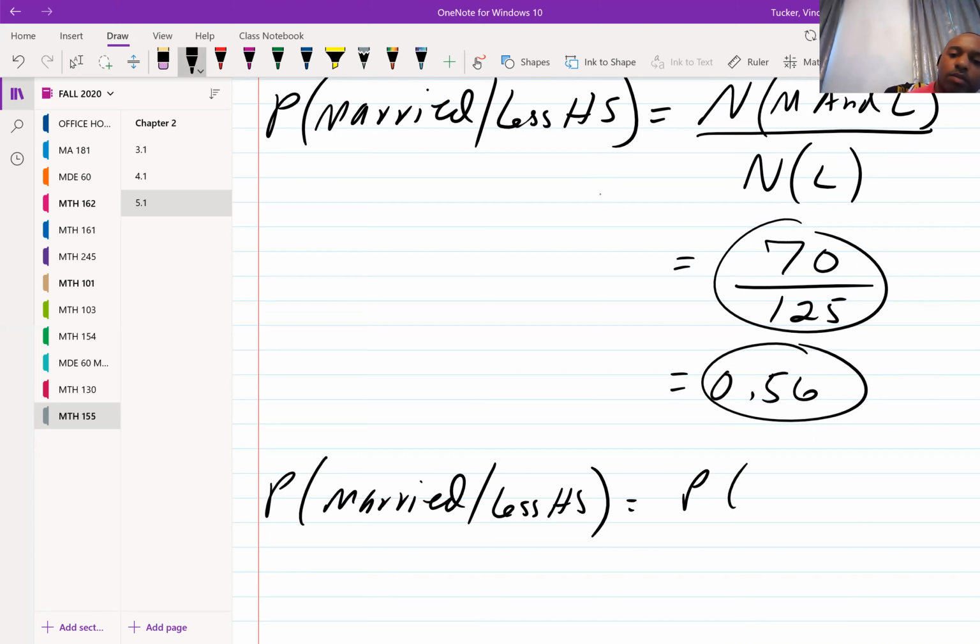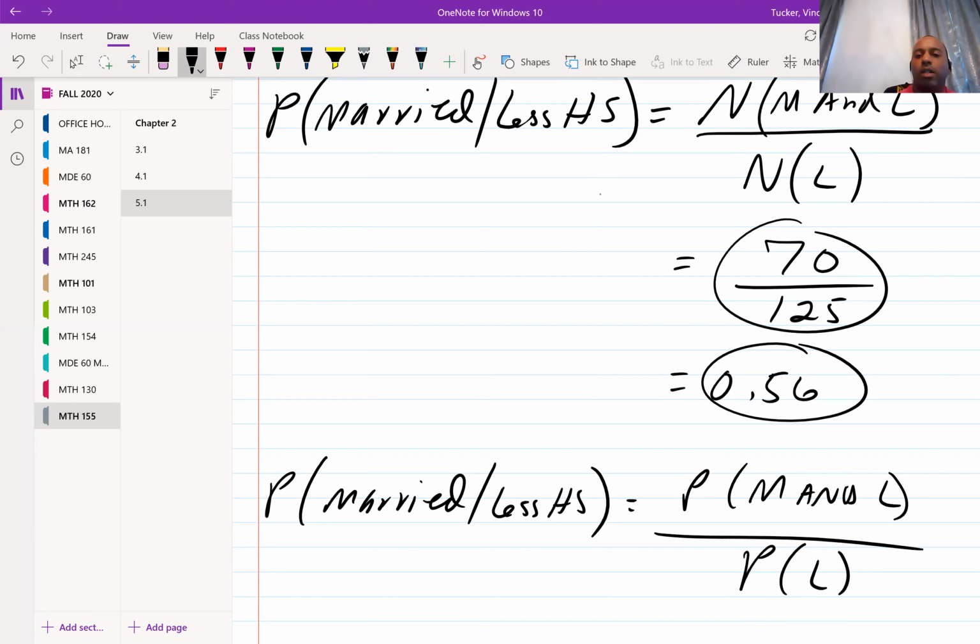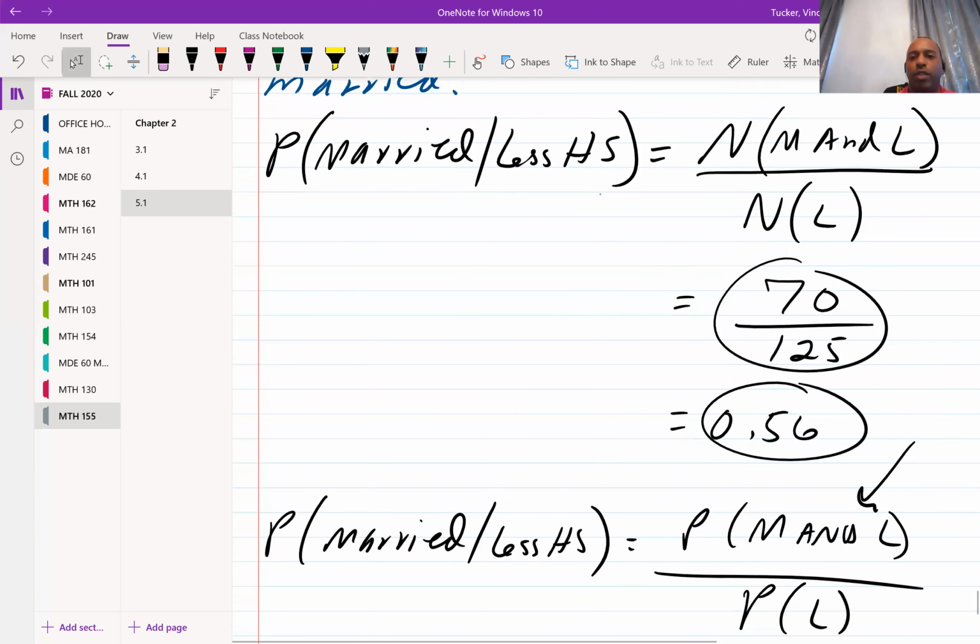So let's look at it using the probabilities and see how it still works out. But before I go down here, is everybody okay with how we got these answers up here? All you did is pull the numbers from the chart. This top number is the number of those who are married and had less than a high school degree. And that bottom number is the total number of all people that had less than a high school diploma.